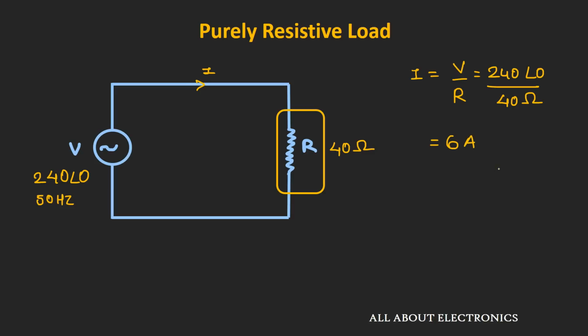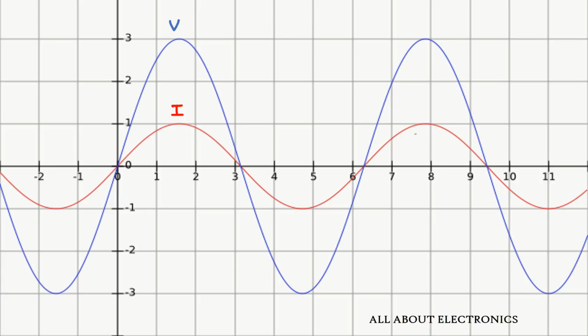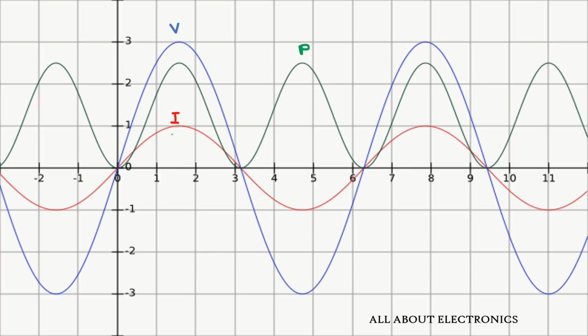Now, in the earlier video on the phasor diagram, we had seen that for a purely resistive load, the voltage and current will be in phase. If we see the waveform of voltage and current, it will look like this. As you can see here, both voltage and current are in phase. Whenever we multiply this voltage and current, we get the power being dissipated across the resistor, so the waveform of power will look like this.